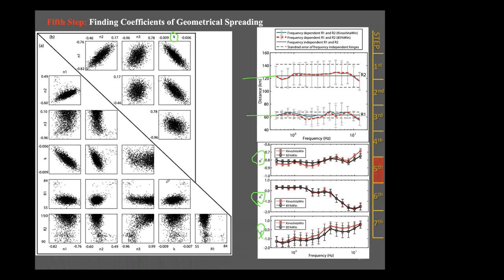Okay, is that clear up to here? Still there? Yeah. Okay.